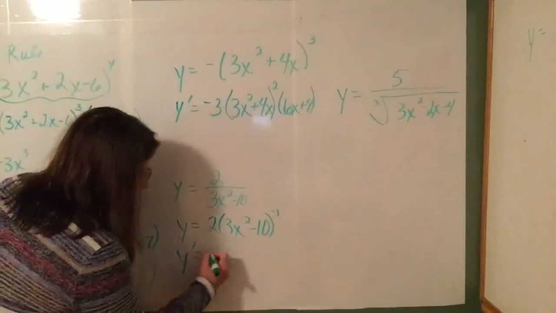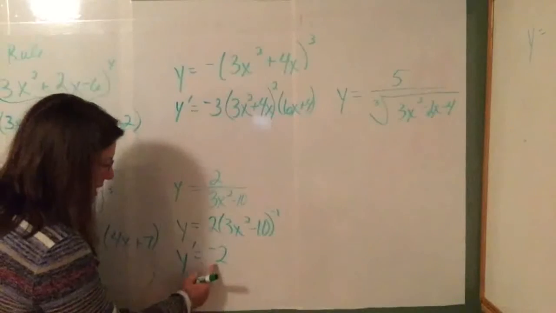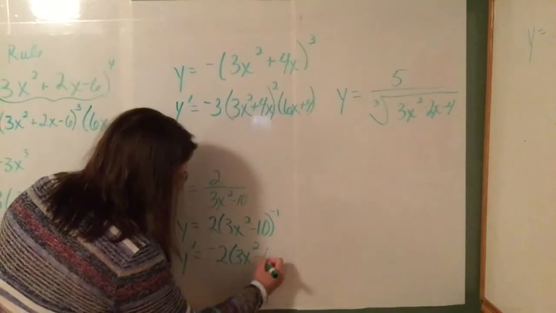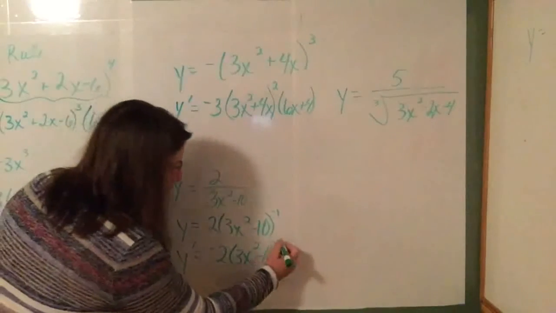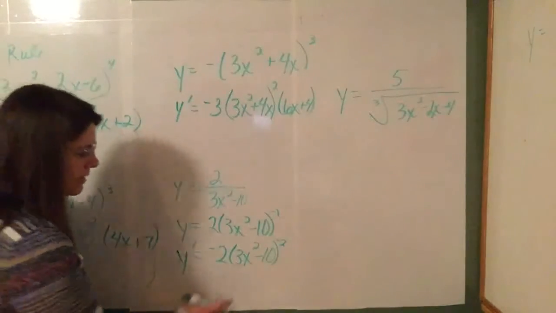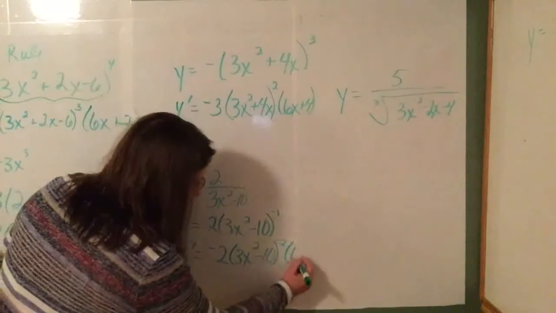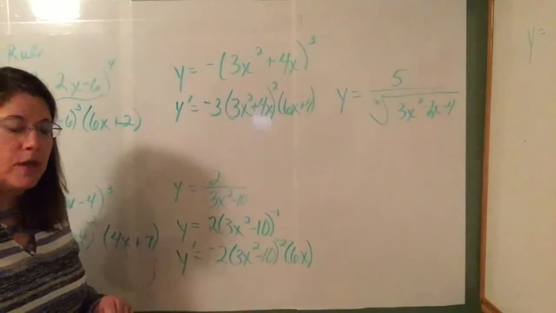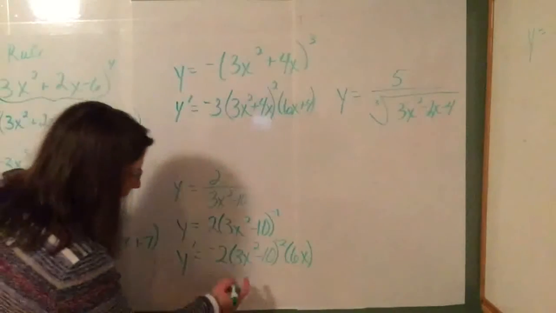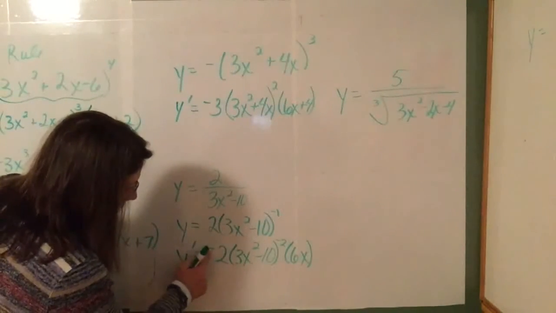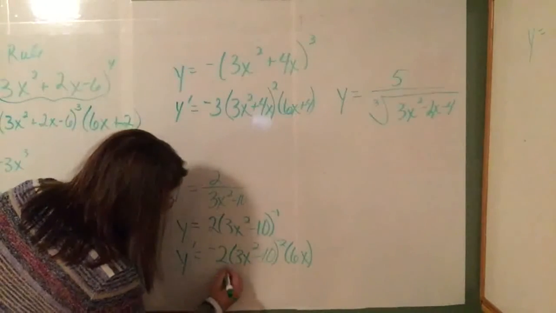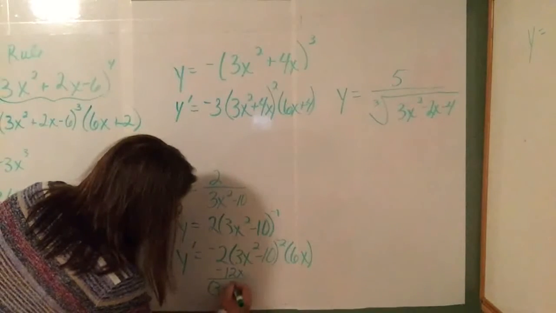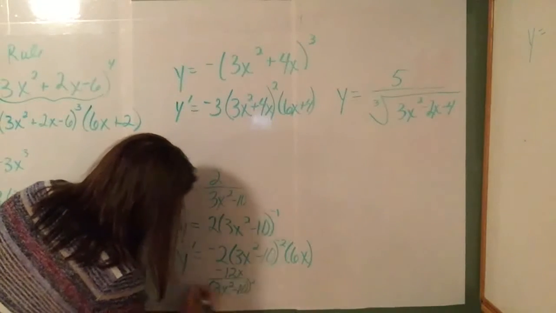So y prime is -2, because -1 times 2 is -2. We keep the inside part, 3x squared minus 10. Decrease that power by 1, so that's -2. Take the derivative of the inside part, which is 6x. Then to rewrite that answer, we could change it back to a fraction. So we have the -2 times 6x on top, so that's -12x, over the 3x squared minus 10 squared.